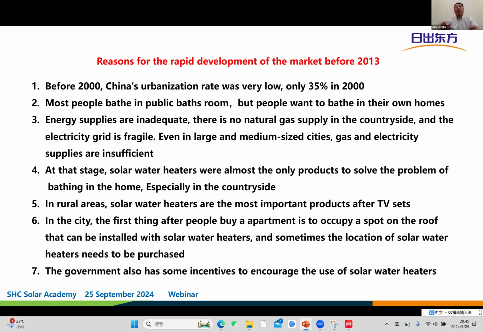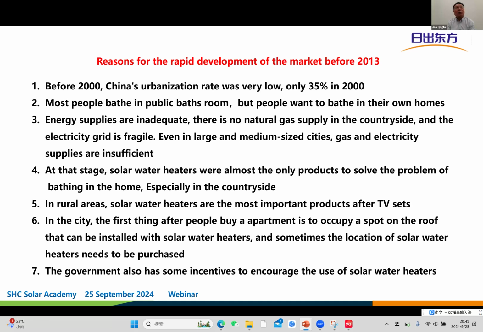And we're going to talk about the reasons for the rapid development of the market before 2013. There is so much discussion and even argument, but in my personal opinion, maybe there are some reasons below. The first is that before 2000, the Chinese urbanization rate was very low, only 35% in 2000. That means around two thirds of people lived in the countryside.